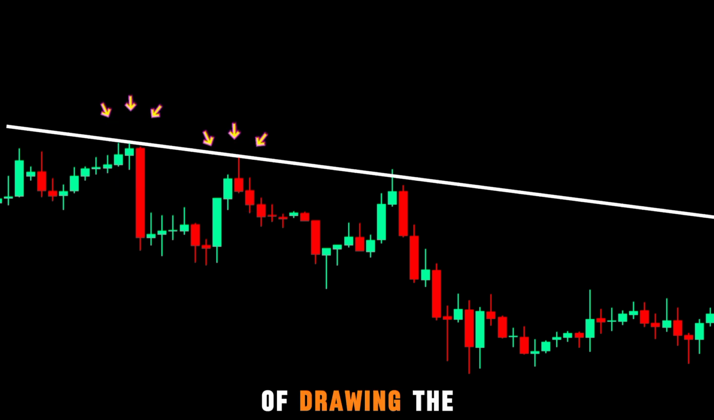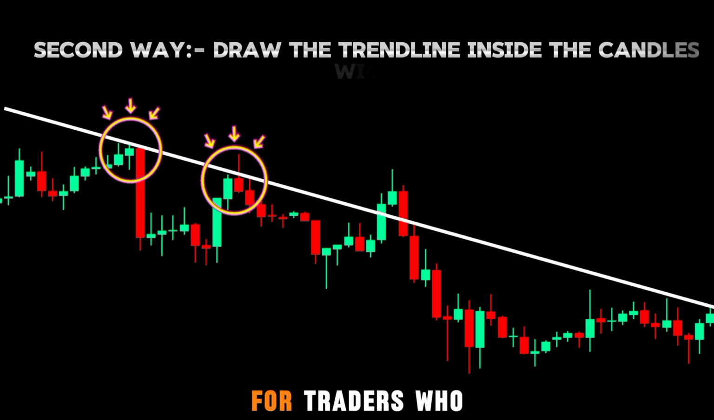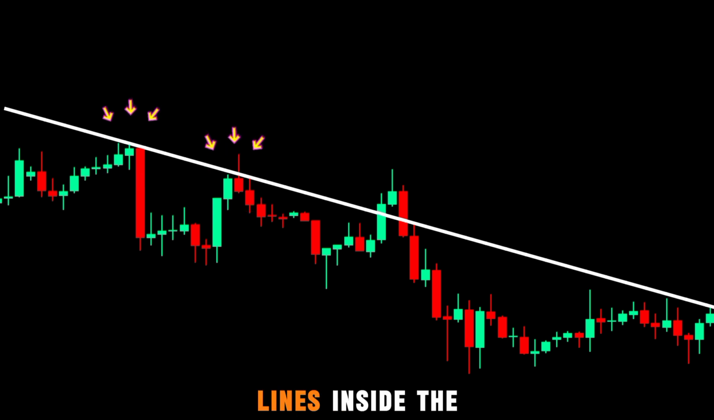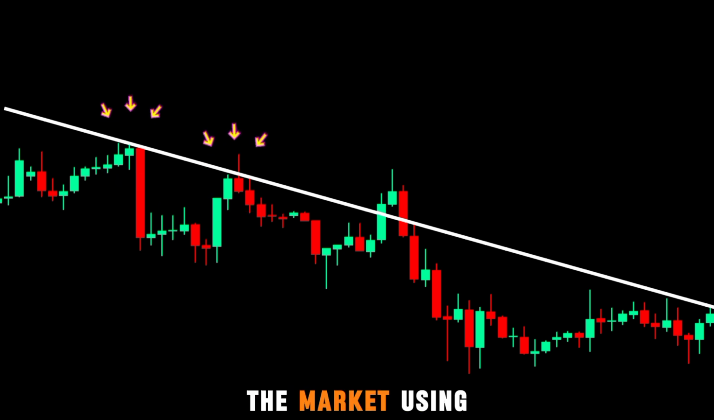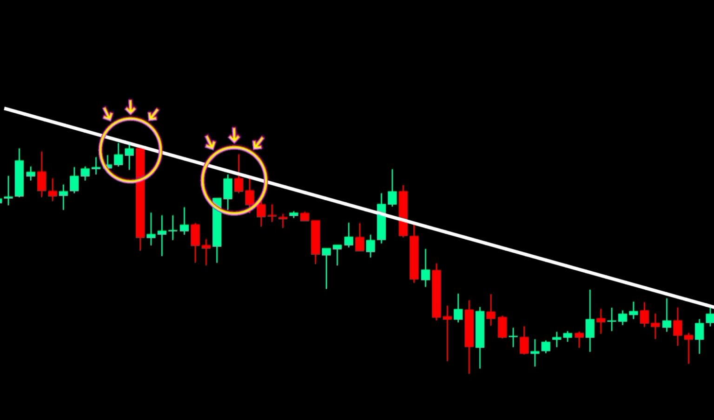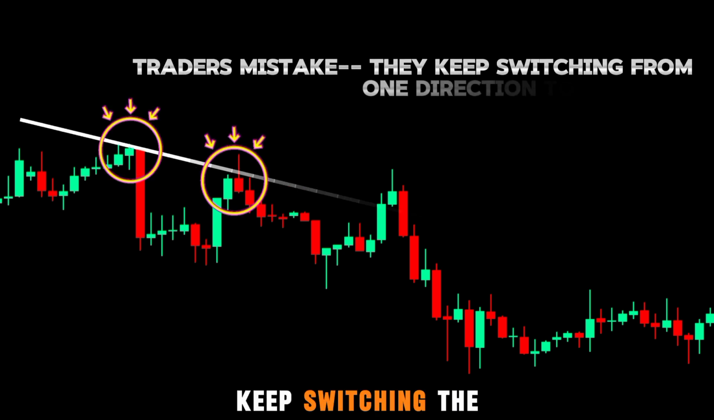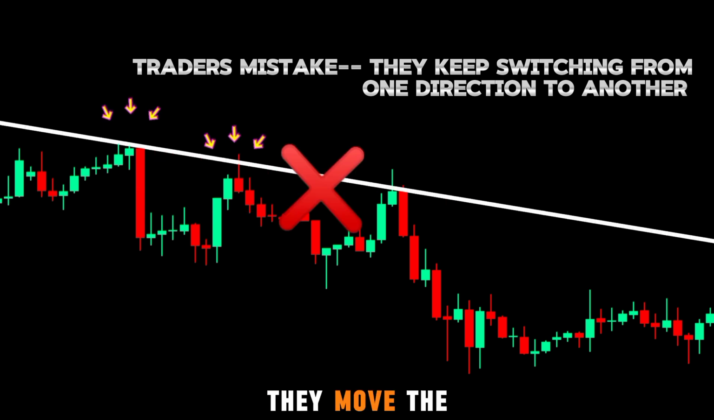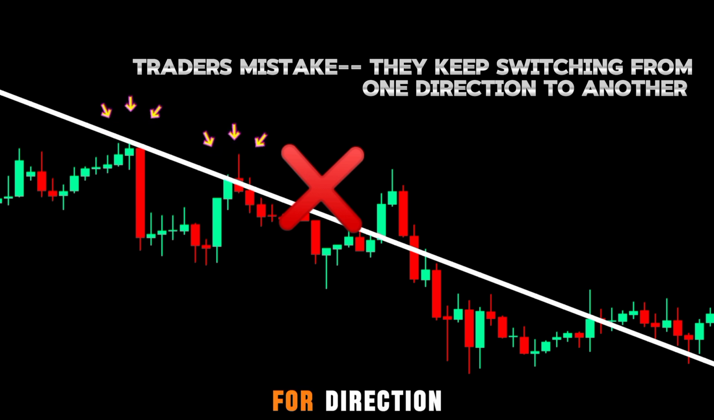The second way of drawing the trend lines is to draw them inside the wicks. This pattern is for traders who want more trades from the market. When you are drawing the trend lines inside the candle's wicks, you can get more trades from the market using your trend line. The only problem I see with traders using this trend line drawing pattern is that they keep switching the directions of the trend lines inside the candlestick's wicks. They move the lines as though they are captains on a ship, using a compass for direction.